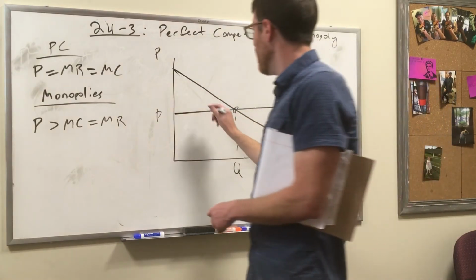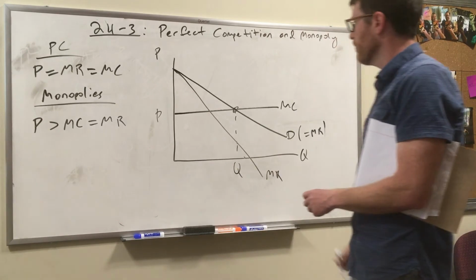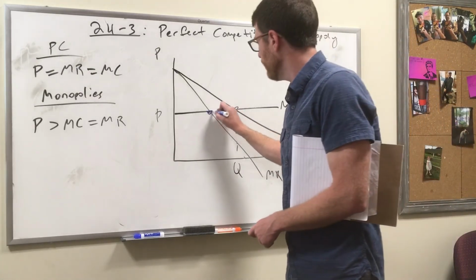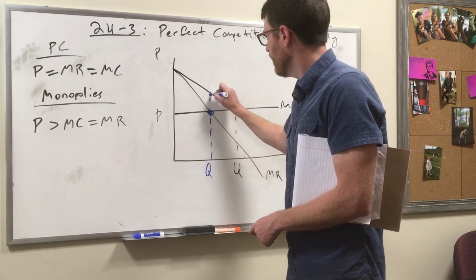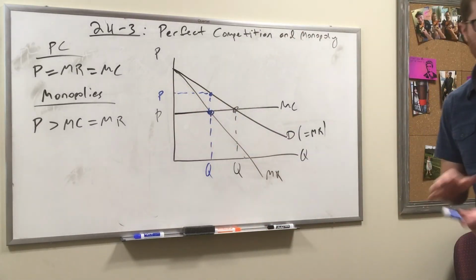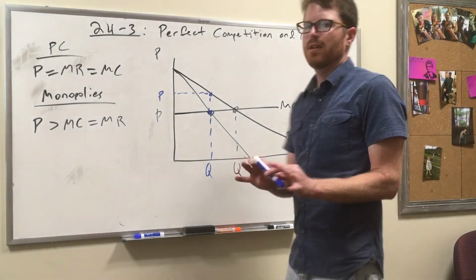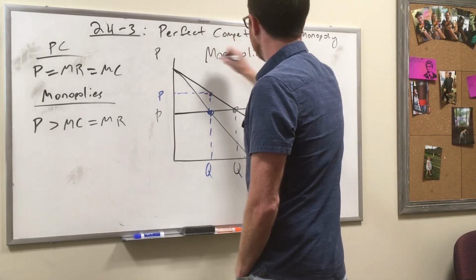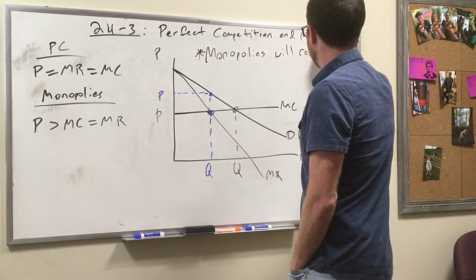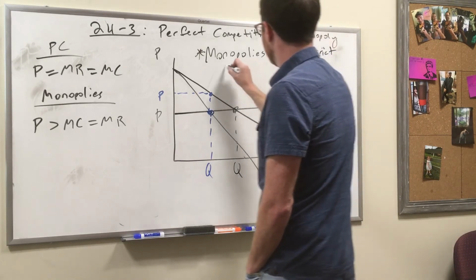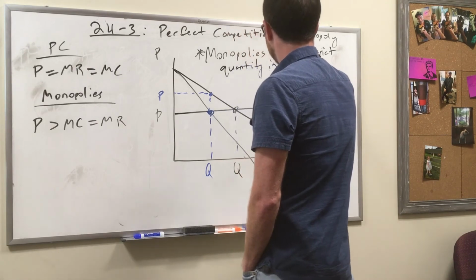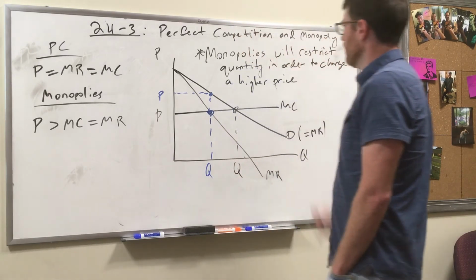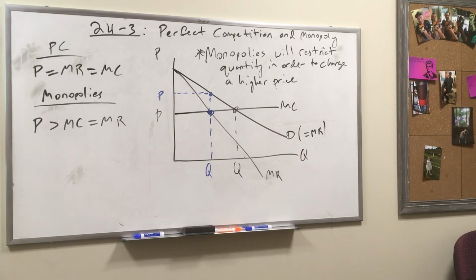However, for that monopoly, as we've seen before, they face a marginal revenue curve that looks like that. And for the monopoly, what they're going to choose to do is produce a lower quantity and charge a higher price. So here is really the key distinction to recognize about monopolies. Monopolies that are operating rationally will restrict quantity in order to charge a higher price.